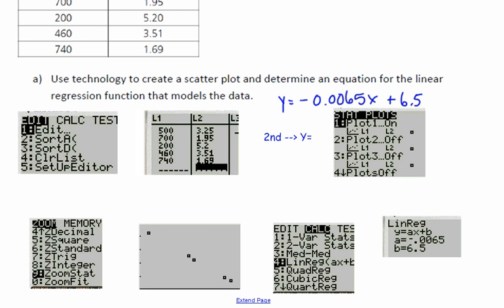Now, sometimes when you teach calculator stuff, remember when you guys were in grade 10? It's the last class. Oh.